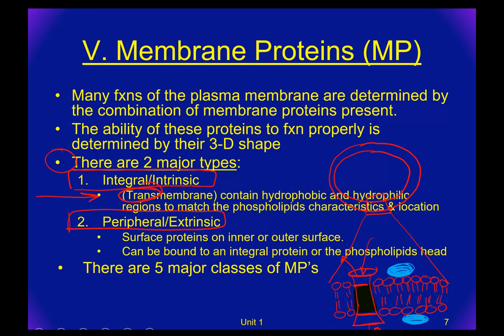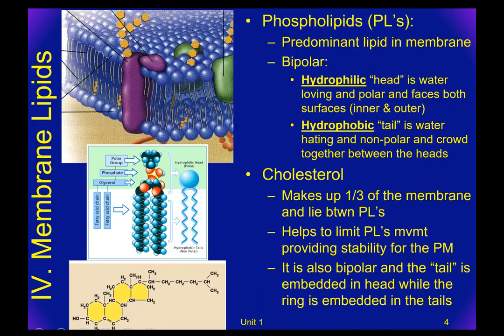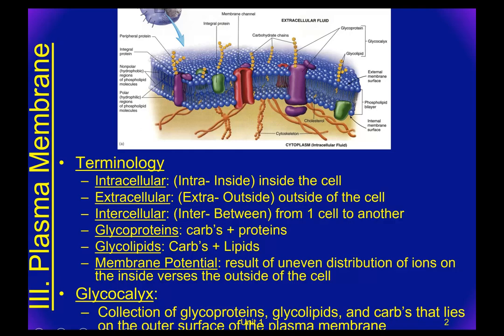So I'm going to go back just for a second. That is a transmembrane protein. That big purple thing right there is a transmembrane protein. But if you look at this guy, he's only on one side of the cell. He's peripheral. Look at this guy. He's only on one side. He's on the inside of that cell membrane. So he's peripheral.